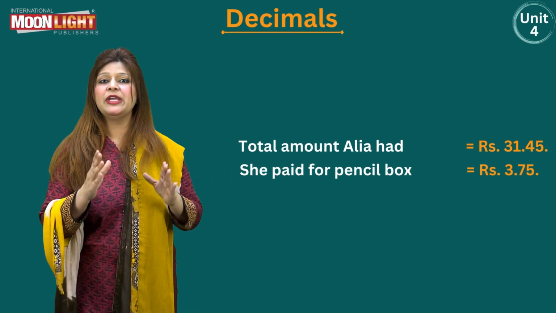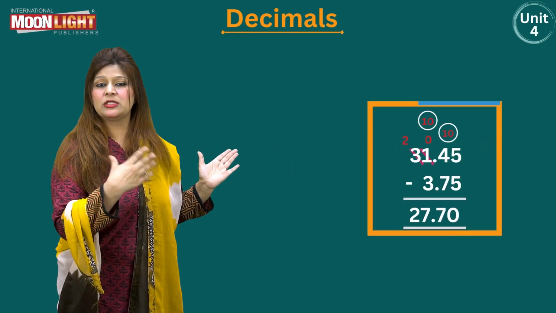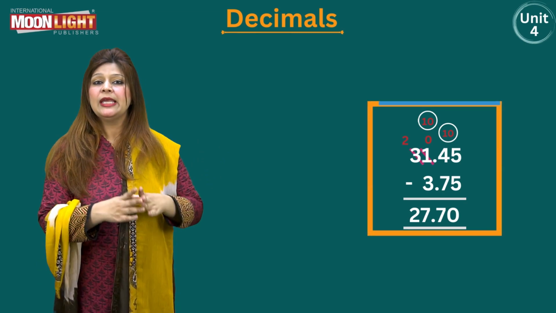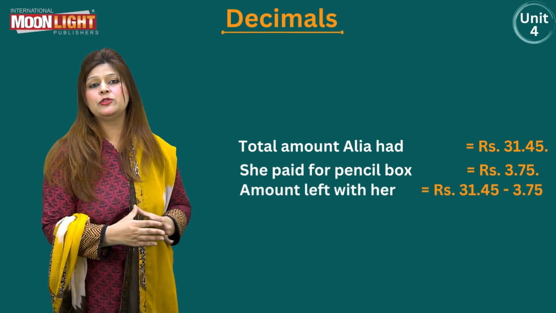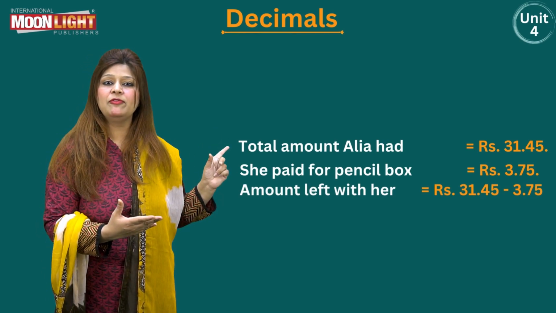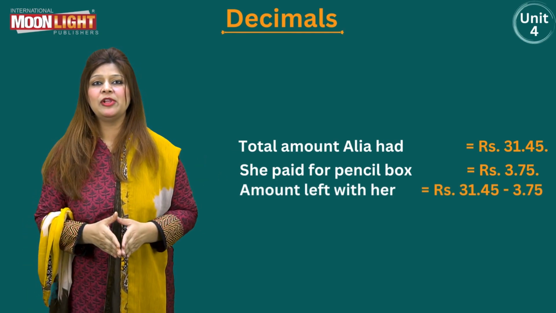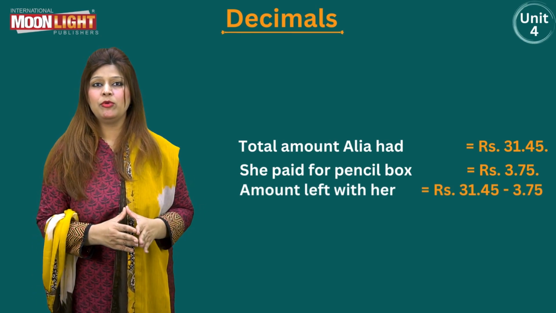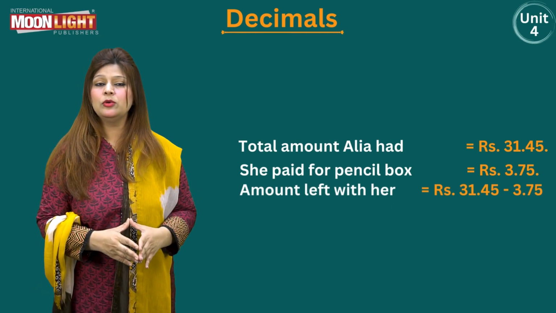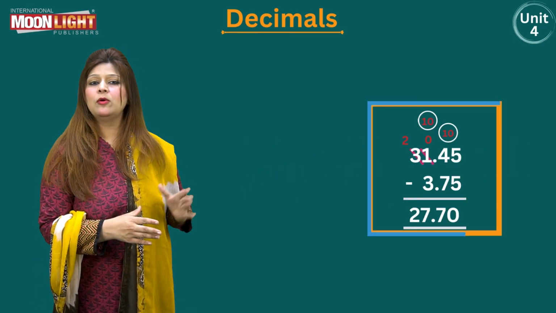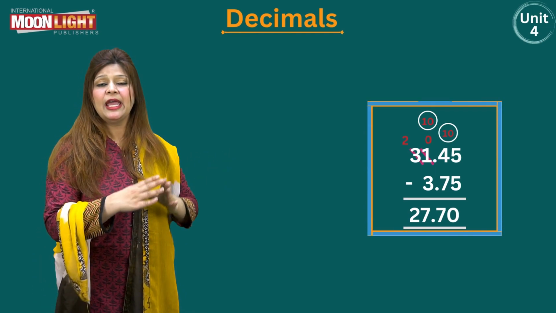Now we get the third statement from the last sentence, which is the boxed question. Here it is: amount left with her is equal to rupees 31.45 minus rupees 3.75. We are going to solve it vertically. This is very important because we are going to solve it step by step, according to the S of CUBERS. So I will write 31.45 minus 3.75 vertically.